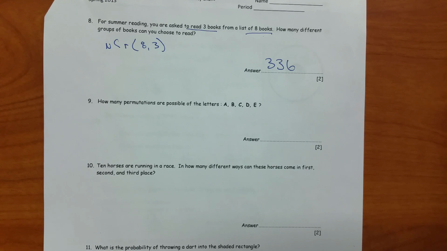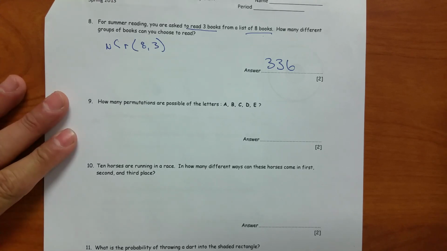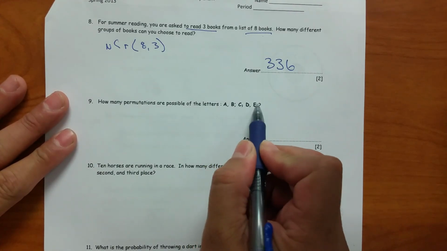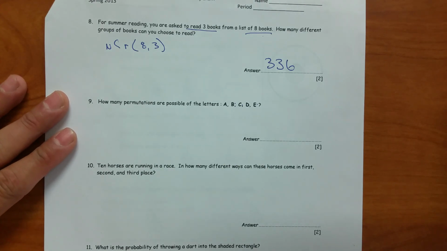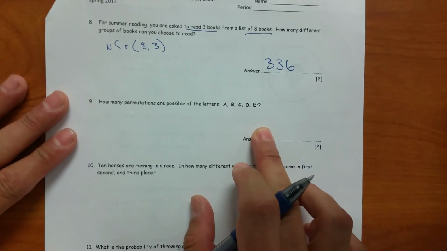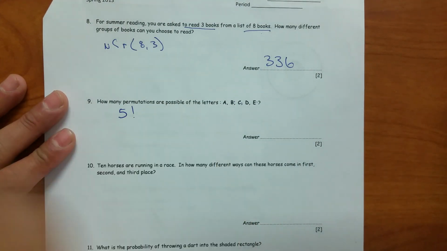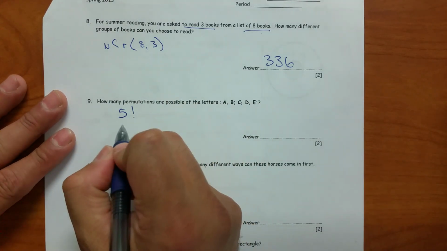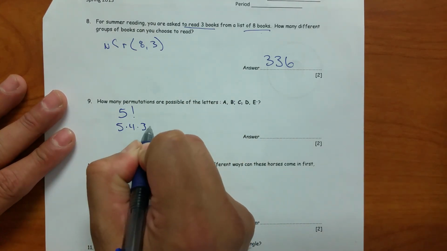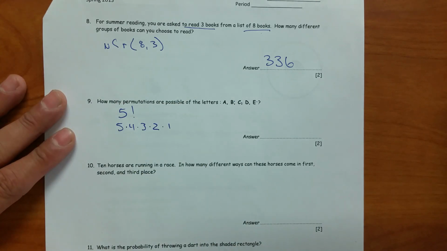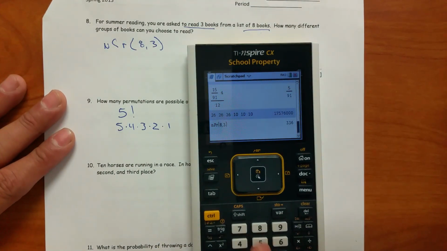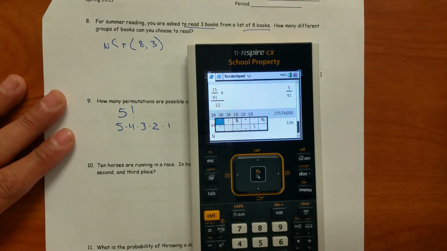Now, for this next one, how many permutations are possible of that many letters? Let's see, how many are there? 1, 2, 3, 4, 5. This is basic permutations here. So for all of it, it's going to be 5 factorial. If I'm doing it by hand, it's 5 times 4 times 3 times 2 times 1. So I'm just going to do the factorial. It's 5 factorial, hit enter, and I get 120.